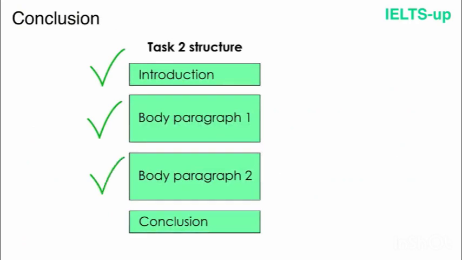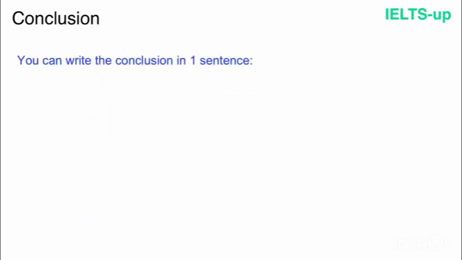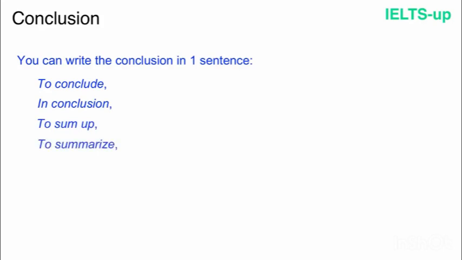Now it's time to write the last paragraph of our essay, a conclusion. You can write the conclusion in 1 sentence. To start your conclusion paragraph, use one of the following phrases: to conclude, in conclusion, to sum up, to summarize. After that, restate your opinion and 2 reasons that support it. Here's how I wrote the conclusion.